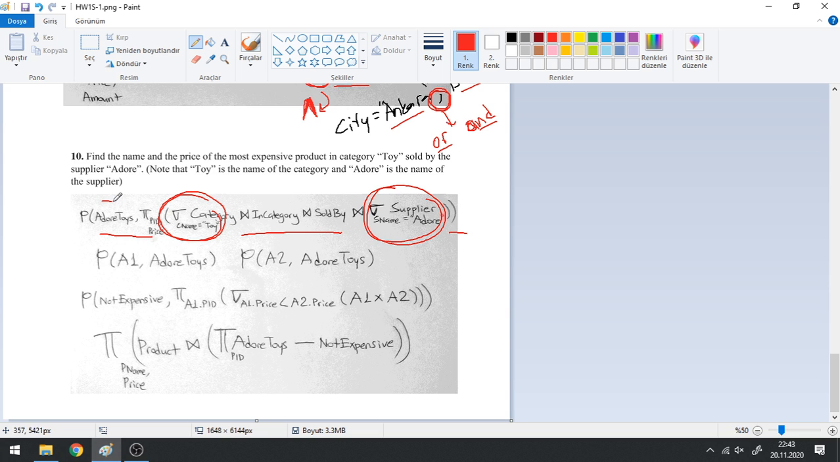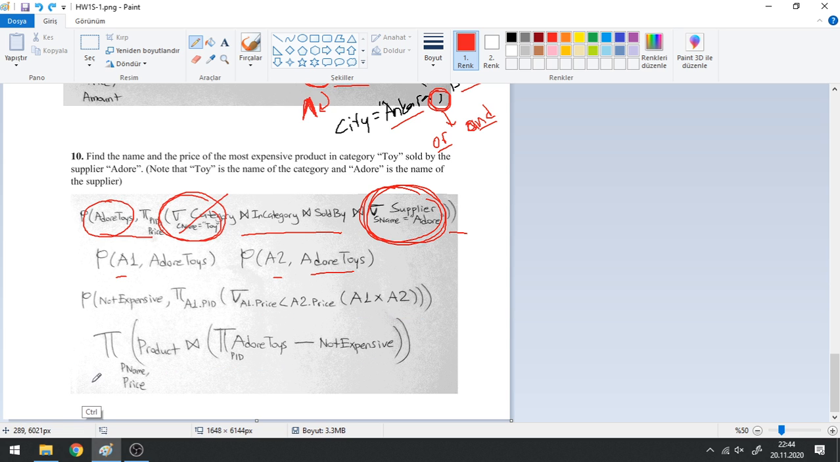Then for these, after this part, we are giving two instances of the same table. So some people were choosing one of them at the first stage, but then instead of finding the toy category here, they were making the Cartesian product, getting the subset difference, and then in here somewhere they were making the selection, which is not correct.